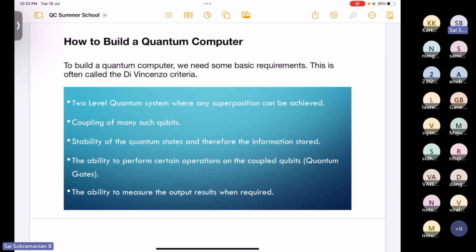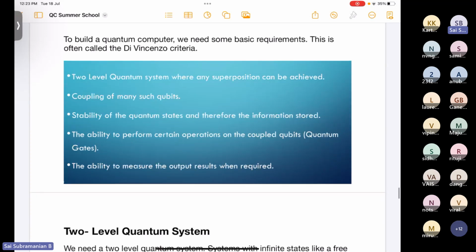We will touch upon some of them. So what are some of the requirements we need to build a quantum computer? This is sometimes called the DiVincenzo criteria, after one of the scientists who proposed it. So he talks about 5 points.